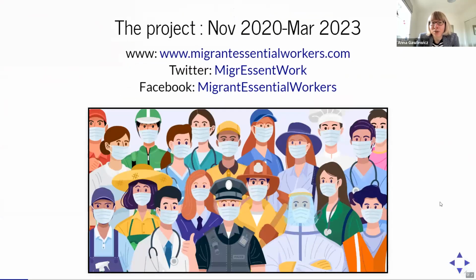So this project looks at the impacts of COVID on migrant essential workers by exploring a single case study of Polish essential workers in the UK. There are many reasons why we're looking at this specific nationality. One of them is that this is the largest non-UK nationality in the UK, but there are other reasons too. If you're interested, we can discuss it in the Q&A.